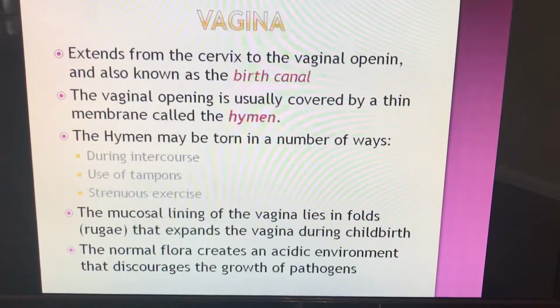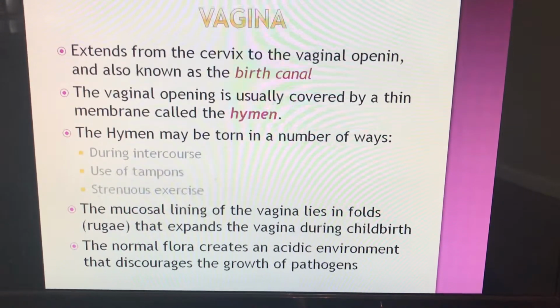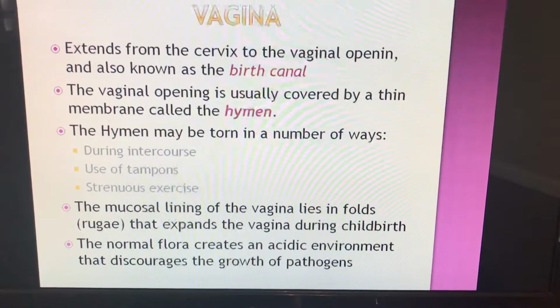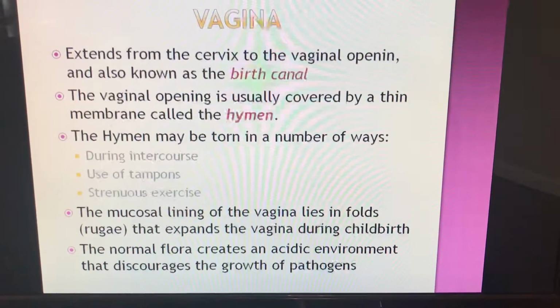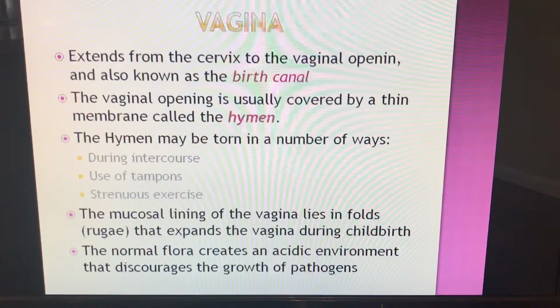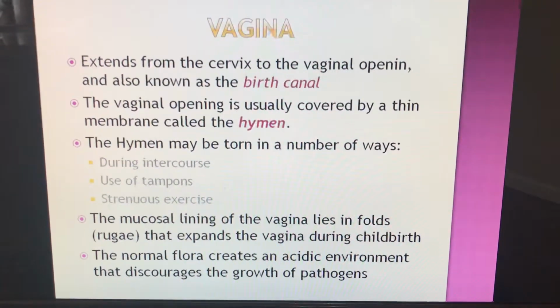And then the mucosal lining of the vagina lies in folds called rugae, and they help expand the vagina during childbirth. And it also contains normal flora, which creates an acidic environment that discourages the growth of pathogens.